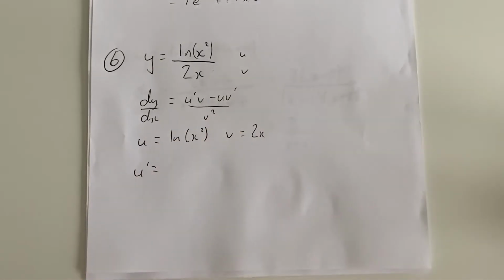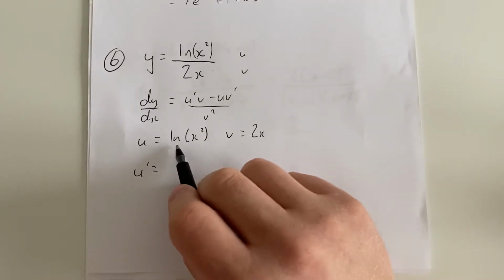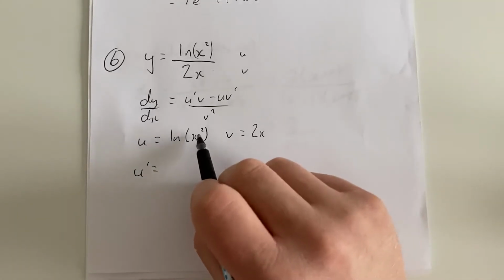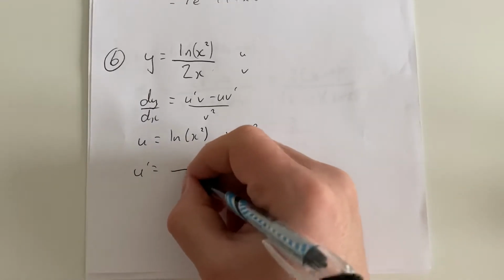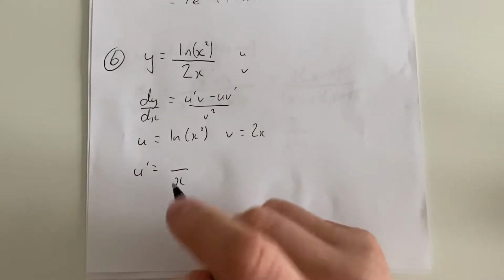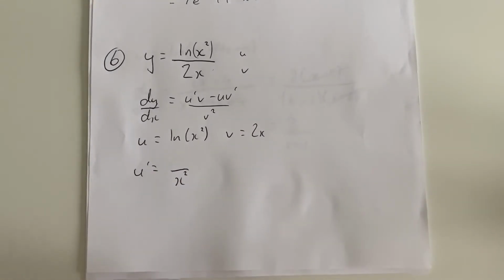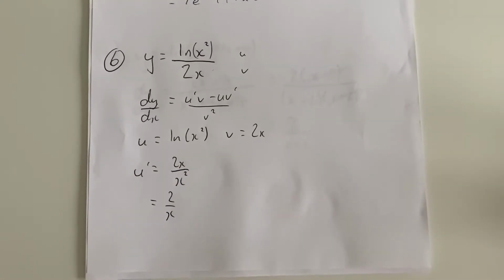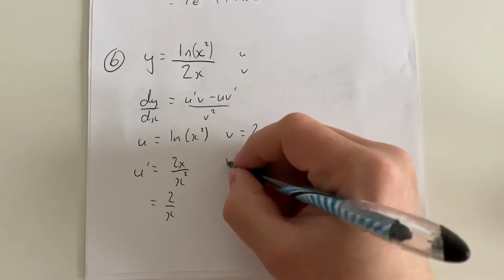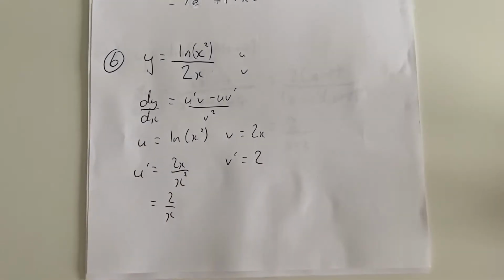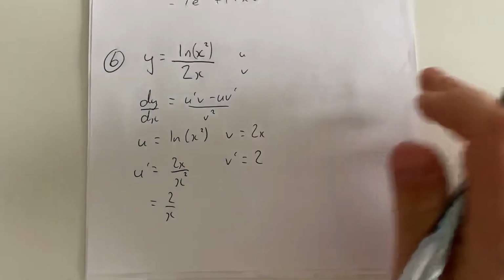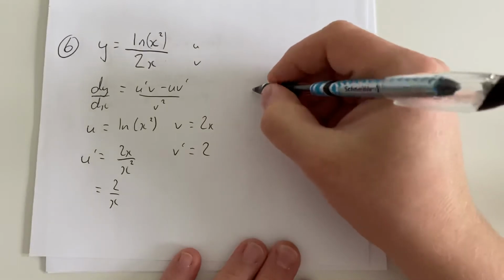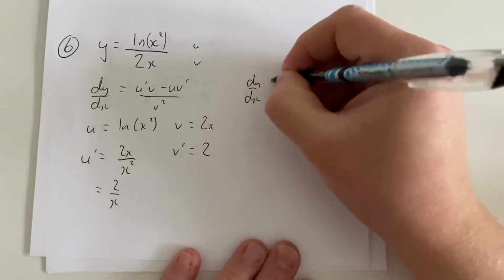So u dash will be, well, if we differentiate this, what you have to do is you put the original thing on the bottom, so x squared on the bottom of the fraction. Differential of it is 2x, so that goes on top. And we could cancel that down to 2 over x. V, well, 2x just differentiates to 2. So let's pop this into the equation.